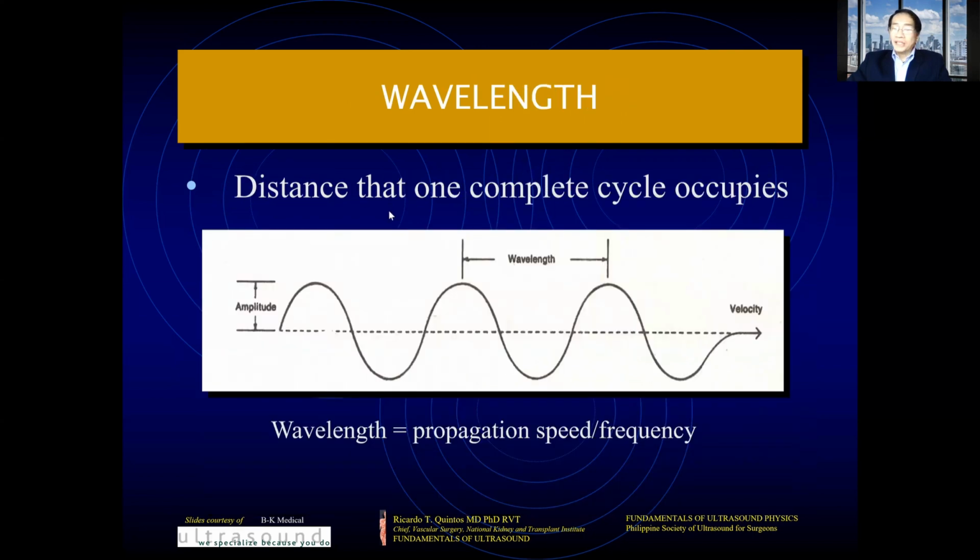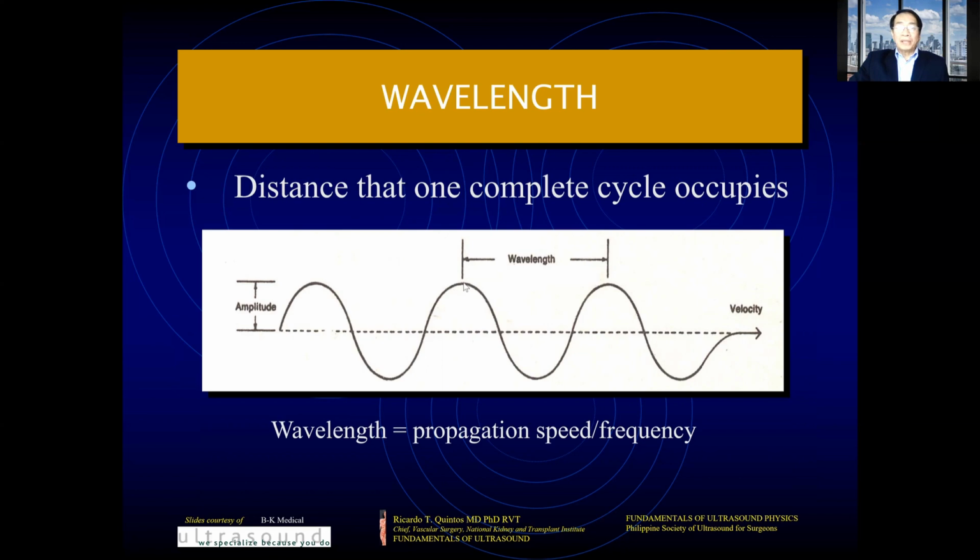The wavelength is the distance that one complete cycle occupies. If you have a wave here, one complete cycle is a movement from the top of the wave to the bottom of the wave back to the starting point. So that is one wavelength. If you imagine it in a static two-dimensional area, that is one cycle because it goes from up, down, and then up again.